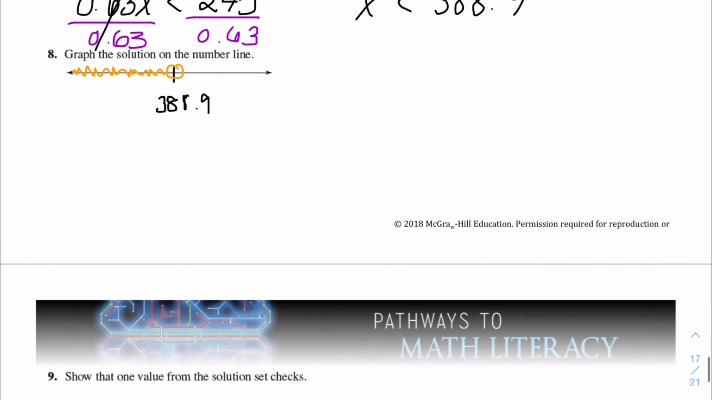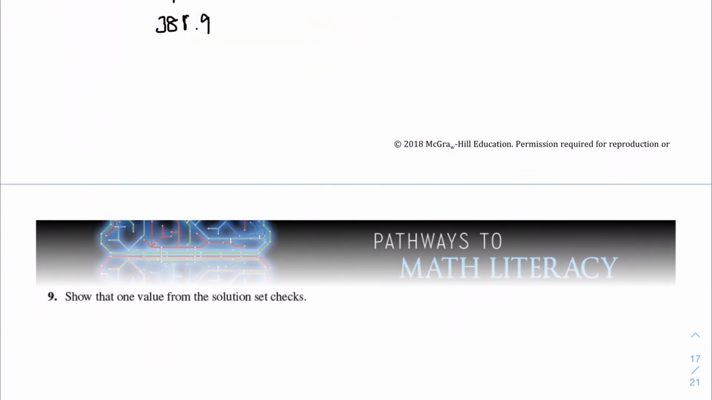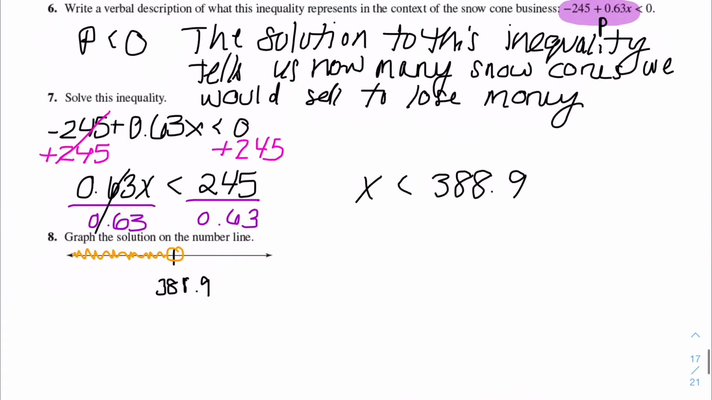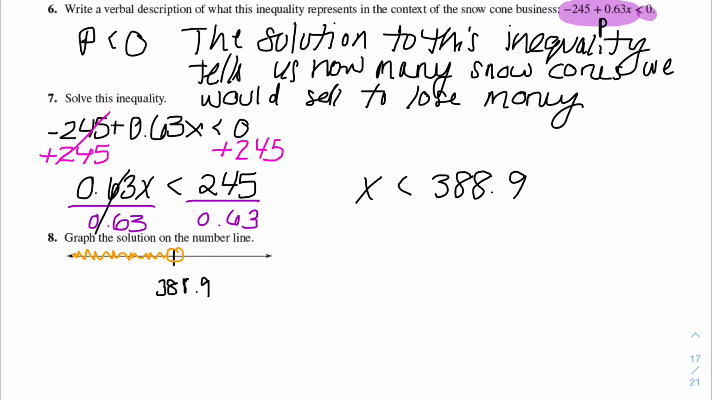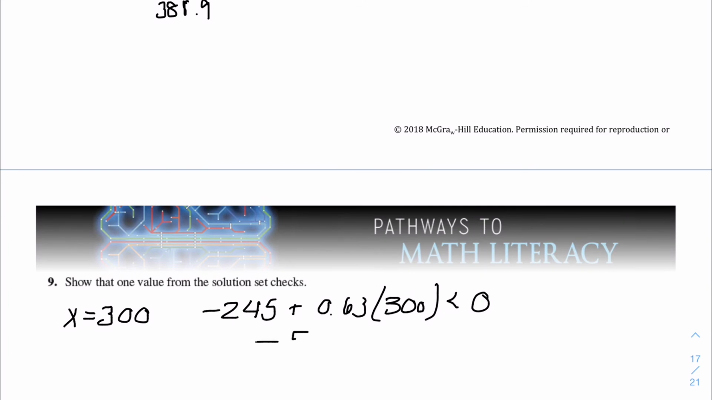So let's check we did this correctly. Let's pick a number and see if it works. So 300 definitely falls in this interval. So let's see if it satisfies this inequality. So we've got negative 245 plus 0.63x, which is 300. That needs to be less than 0. So if you do that, you'd get negative 56 is less than 0. So yes, this solution works.